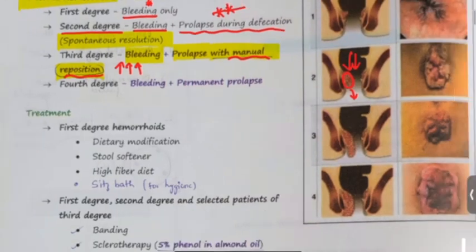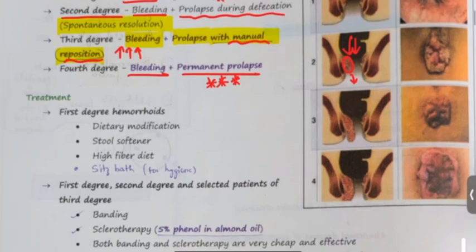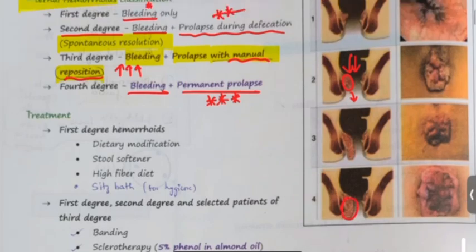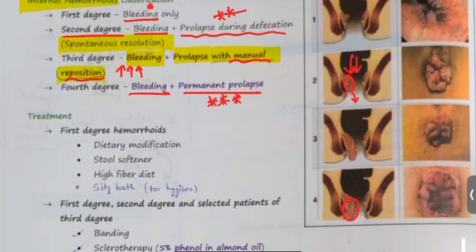Fourth degree internal hemorrhoid is bleeding and there is permanent prolapse. There is no manual reposition also. The prolapse, whatever has happened, it will stay there itself. That is permanent prolapse. Okay, so these are the degrees of hemorrhoids. Now we will discuss the treatment of internal hemorrhoids according to the degree.